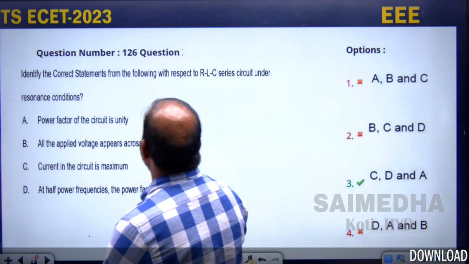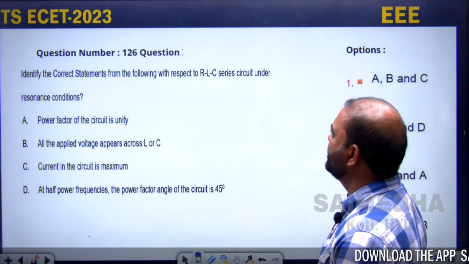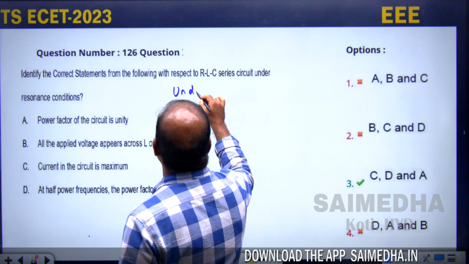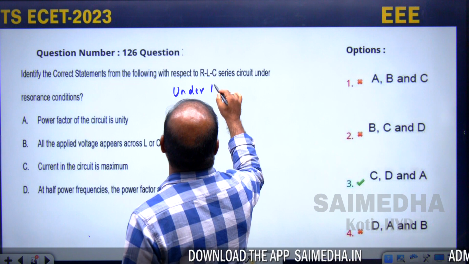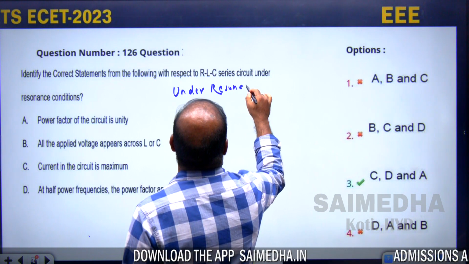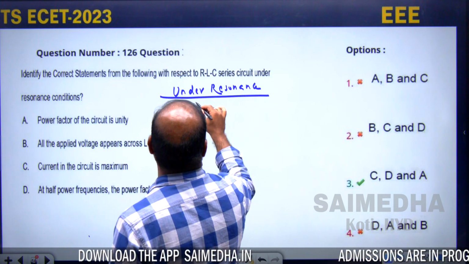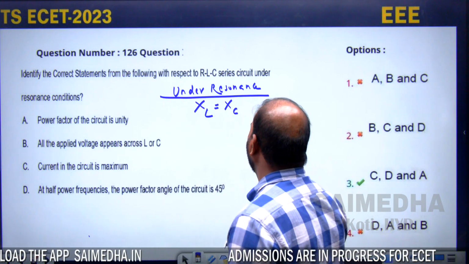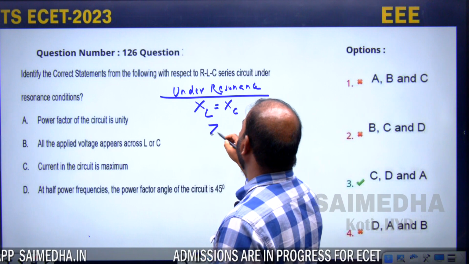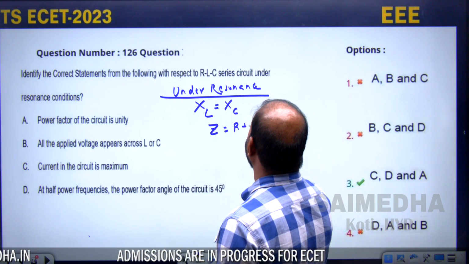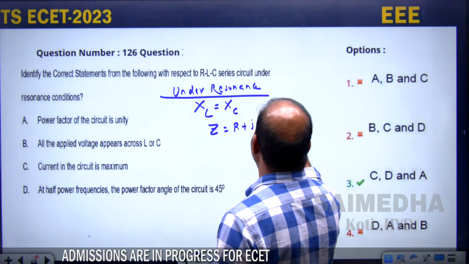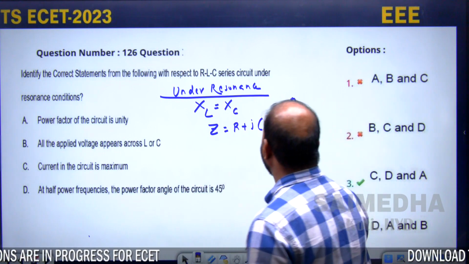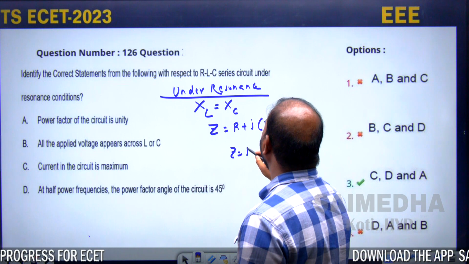Identify the correct statement from the following with respect to RLC series circuit under resonance condition. So we know pretty well what happens under series resonance. Inductive reactance becomes exactly equal to capacitive reactance, so that the impedance Z is equal to R plus j(XL minus XC). Since XL is equal to XC, this net reactance becomes 0.